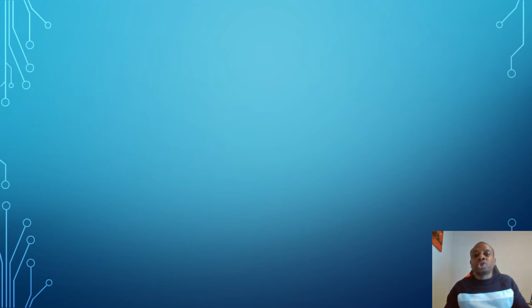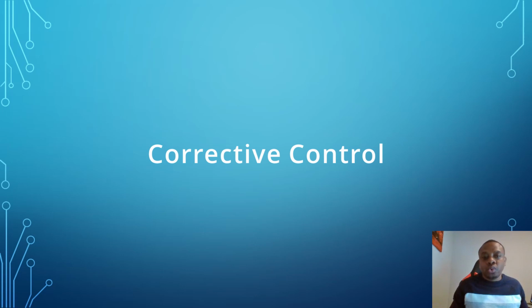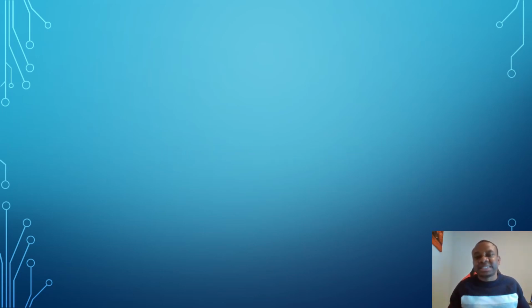Now we're going to look at corrective control. Corrective controls are intended to limit the extent of damage caused by an event. They are controls that take place after the event has occurred.